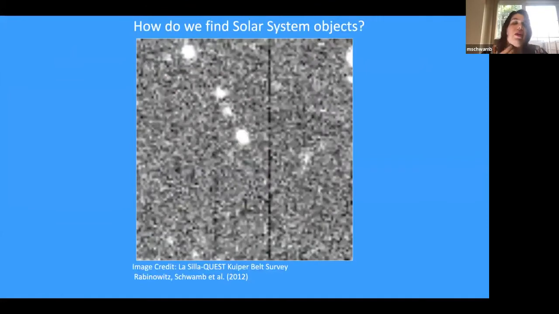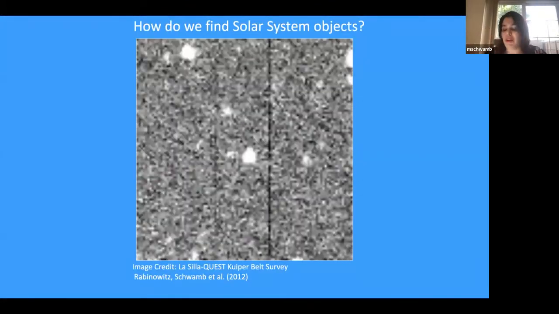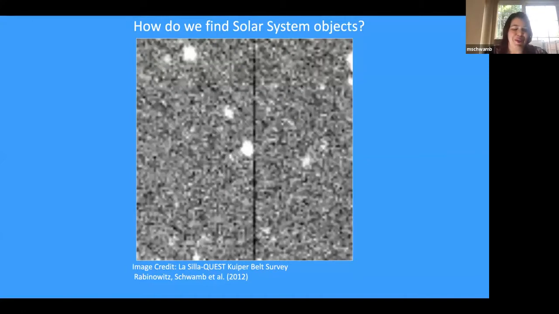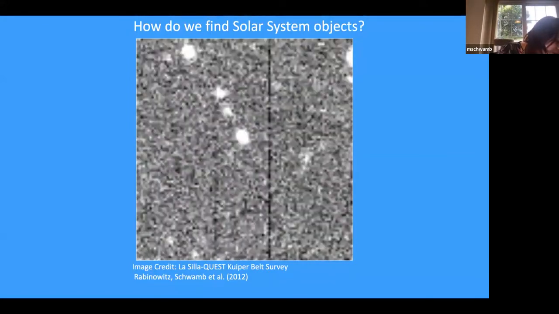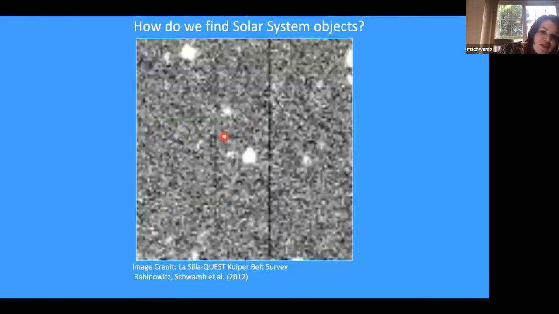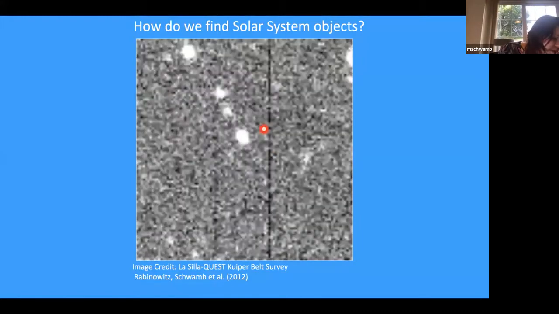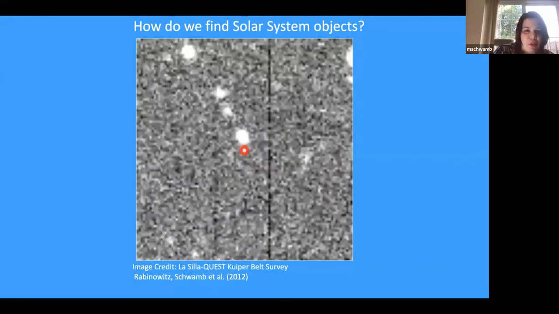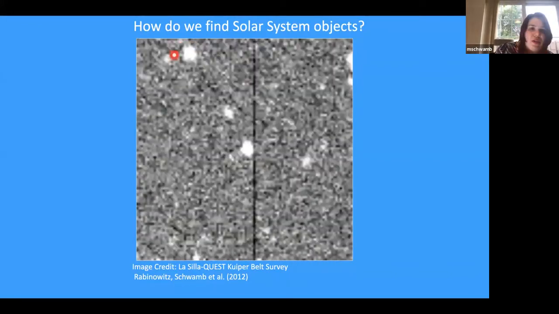I love showing this slide because, when we talk about finding moving objects, we rarely show how we actually do this. And it really is, as my mom said when she asked what I do, find the moving blob in the image. So if I can point this out, let's see if this is going to work on my iPad. I think it will. The object you're seeing here is actually Eris, the most massive dwarf planet in the outer solar system. You can see it's moving between these three images. We're really looking for the object to move, and the stars here stay stationary.